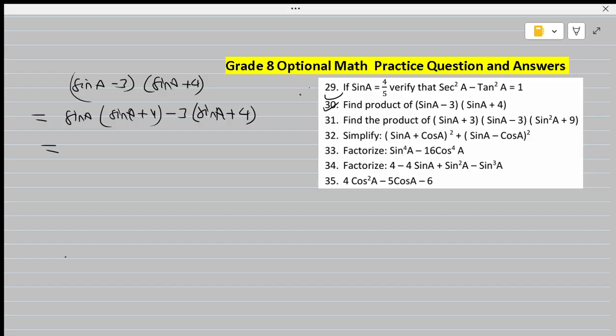So how much do you get there? Sin A into sin A, you get sin square A, and sin A into 4 you get 4 sin A, and minus 3 sin A, minus into minus plus, 3 4s are 12. So sin square A is same. From 4 times sin A, let's get this 3 sin A subtracted, so single sin A we get, and plus we have to keep, and minus 12 same. So it's done. Number 30.